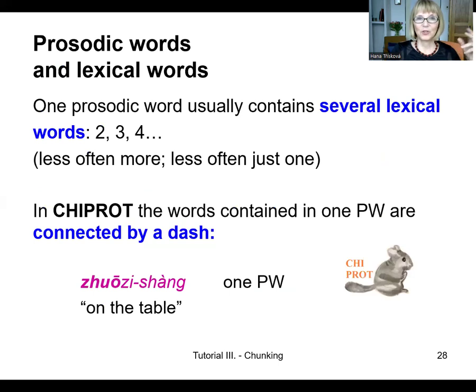Now, what's the relationship between a prosodic word and a lexical word? One prosodic word usually contains several lexical words, usually 2, 3, sometimes 4, less often more, and less often just one. In transcription, I connect the words within one prosodic word by a dash.